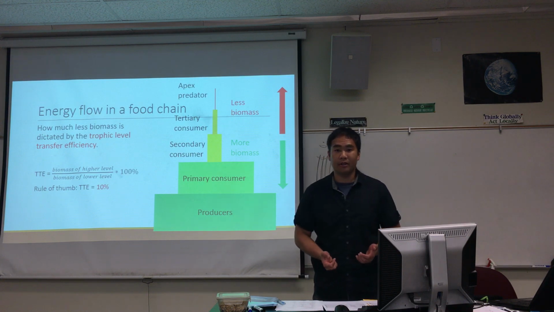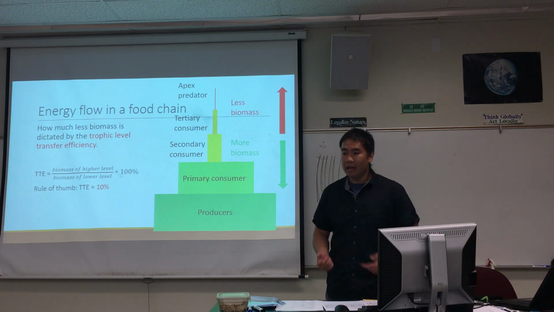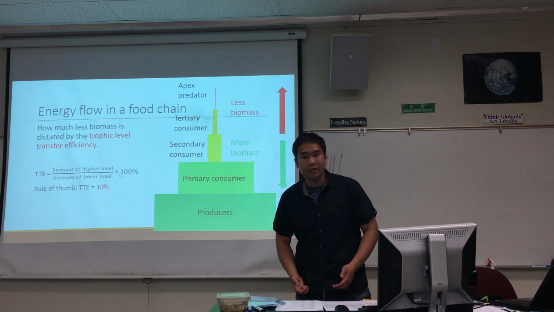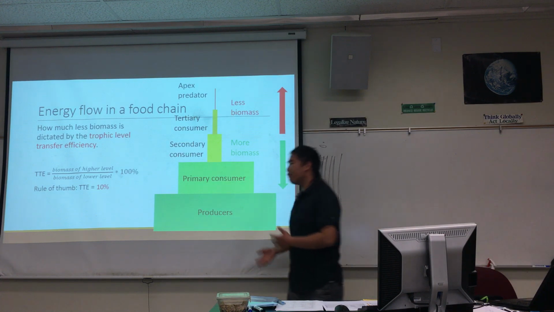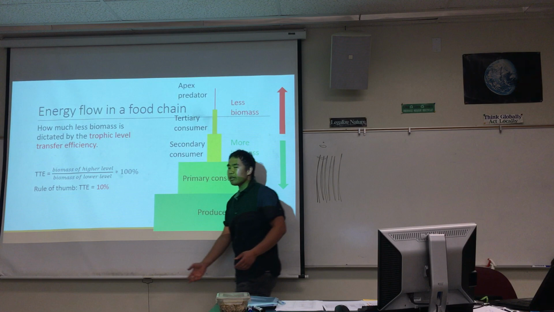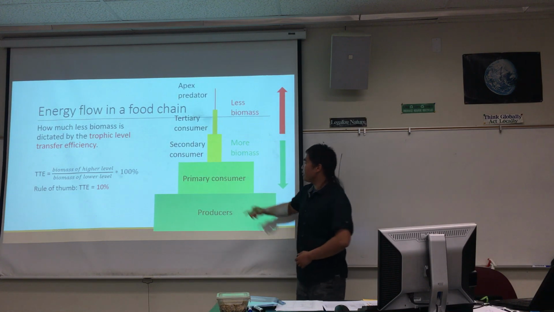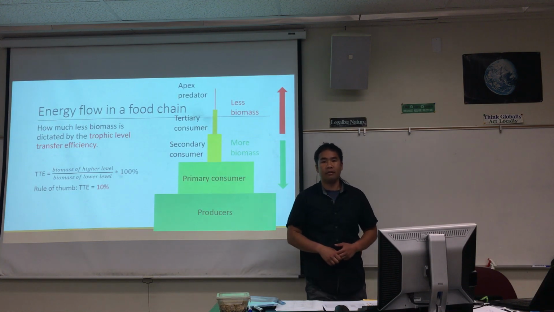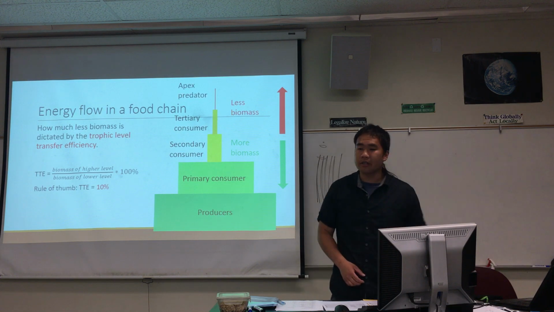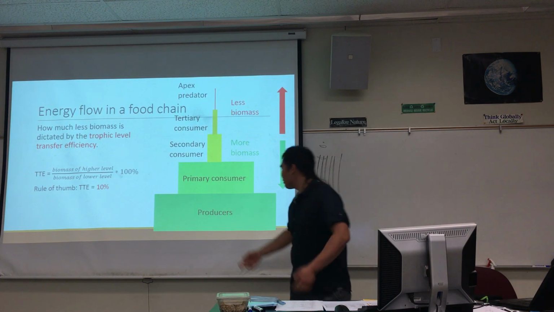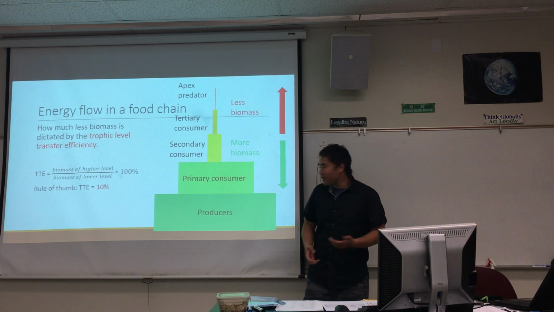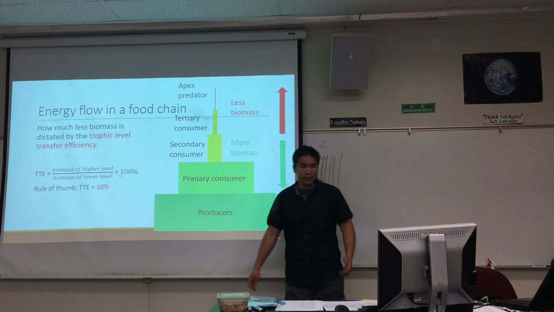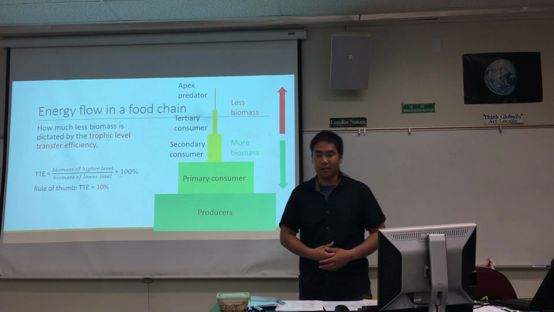50 kilograms. Does that make sense? 10 times less. 10% of 500 is 50. Right? Trophic level transfer, if we assume it is 10%. What is the biomass of the secondary consumers? 5,000. It would be 5,000 kilograms. Right? And then you can go all the way down. Primary consumers? 50,000. Primary producers, 500,000 kilograms.